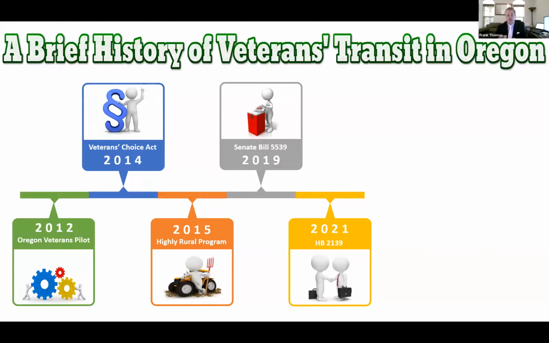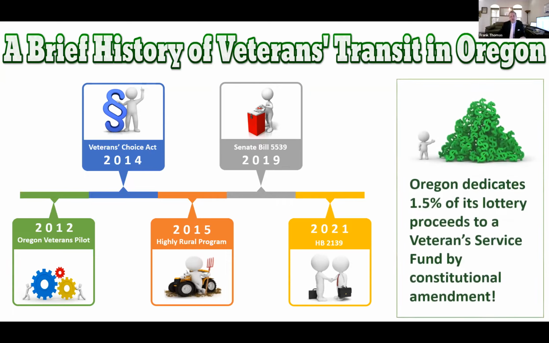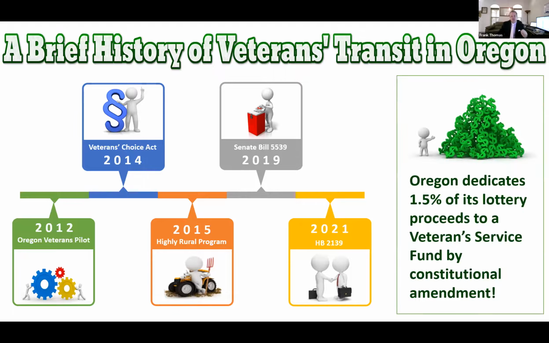Our story starts in 2012 when ODOT Public Transportation Division administered a small veterans mobility research project. 2 of the participants I'm going to share with you today, Rogue Valley Transportation District and Central Oregon Intergovernmental Council, were part of that original effort. In 2014, the Veterans Choice Act was signed into law, which created, amongst other things, the Highly Rural Veterans Transportation Program. In 2015, Oregon became a highly rural veterans transportation pilot state, and it has been a runaway success ever since.